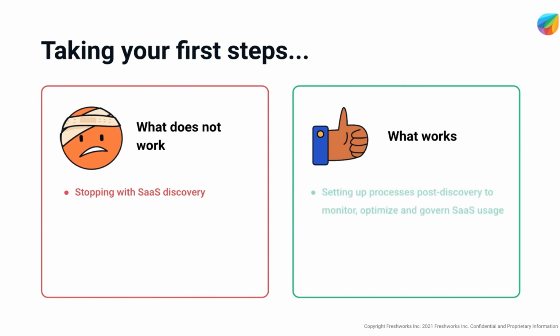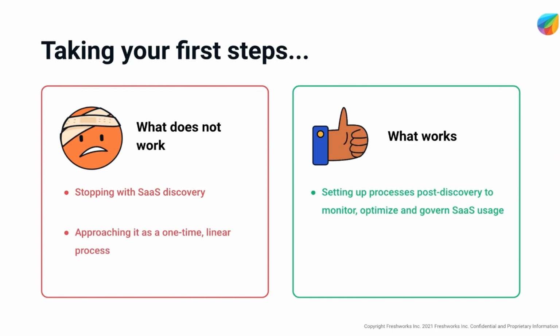Why we say so is if you're just going to do a one-time audit of all the applications that are there in your organization and stop your SaaS management process right there, it means you're going to lose out on valuable usage insights that you can observe over the life cycle of a SaaS application. So you need to set up processes post-discovery to monitor, optimize, and govern SaaS usage.